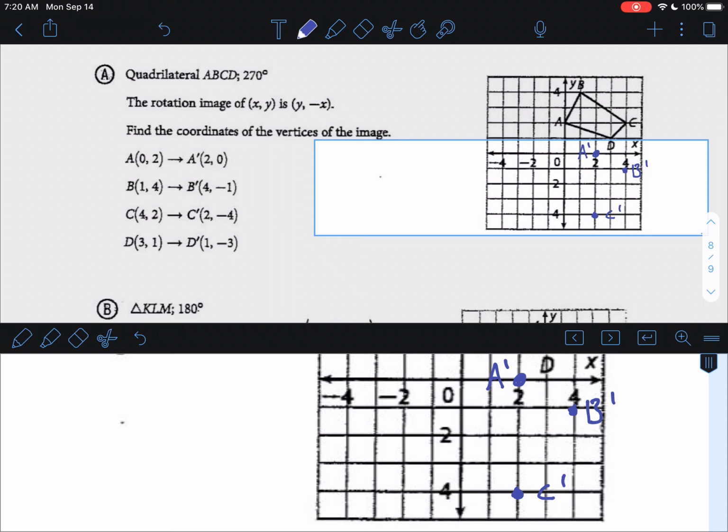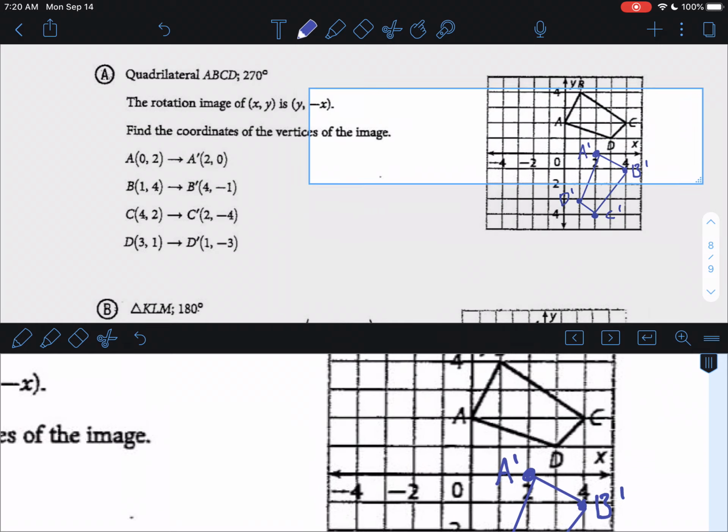And D was at (3, 1). So D prime is going to be at (1, negative 3), which is right down there. And there we go. And if I connect these points, ooh, that should not have been a curved line. There we go. Yeah, that's about right.